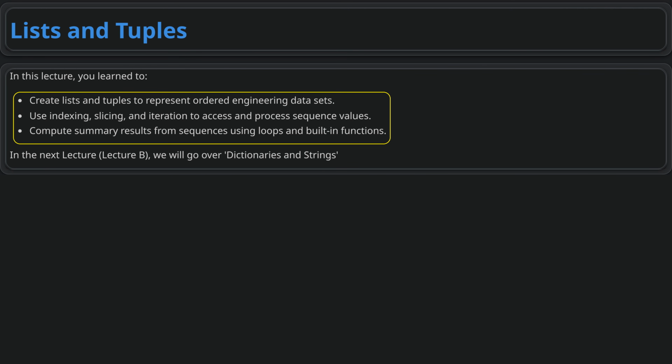In this lecture, you learned to create lists and tuples to represent ordered engineering datasets, use indexing, slicing, and iteration to access and process sequence values, and compute summary results from sequences using loops and built-in functions. In the next lecture, Lecture B, we will go over dictionaries and strings.